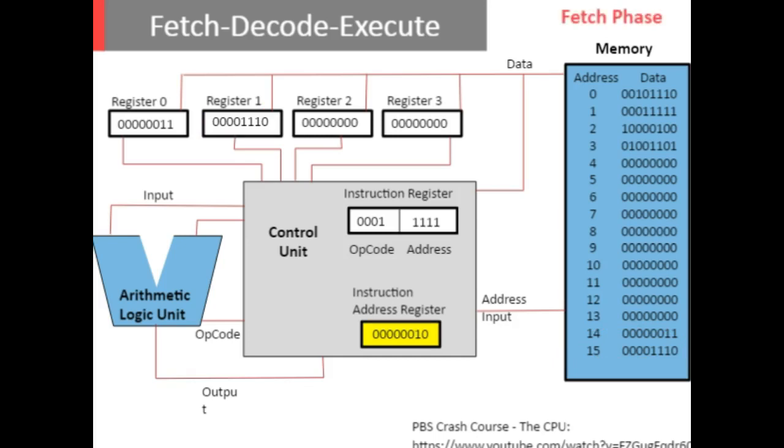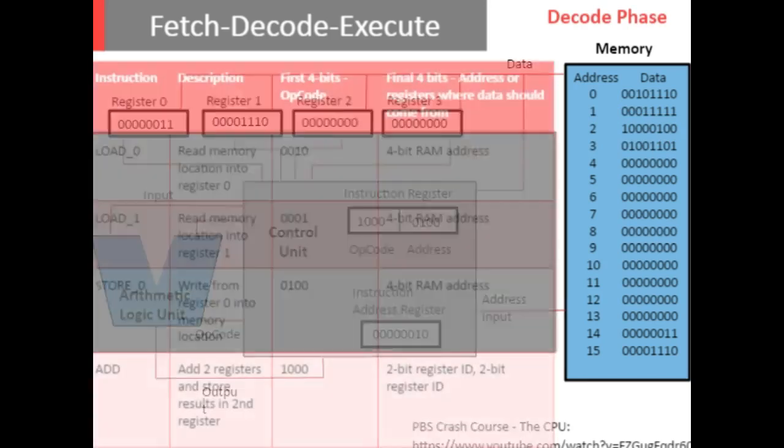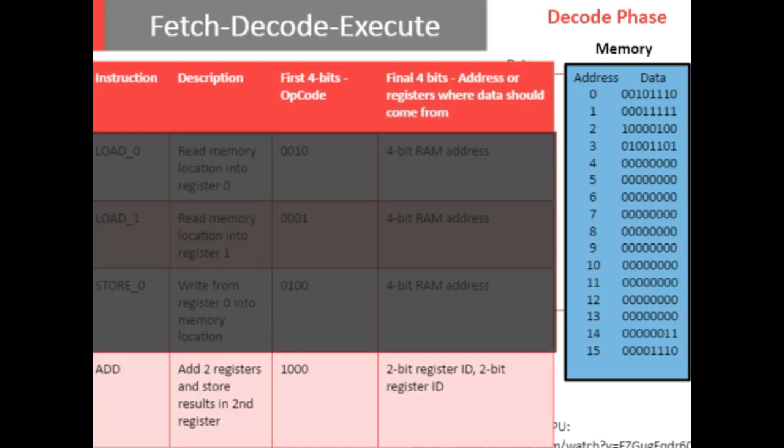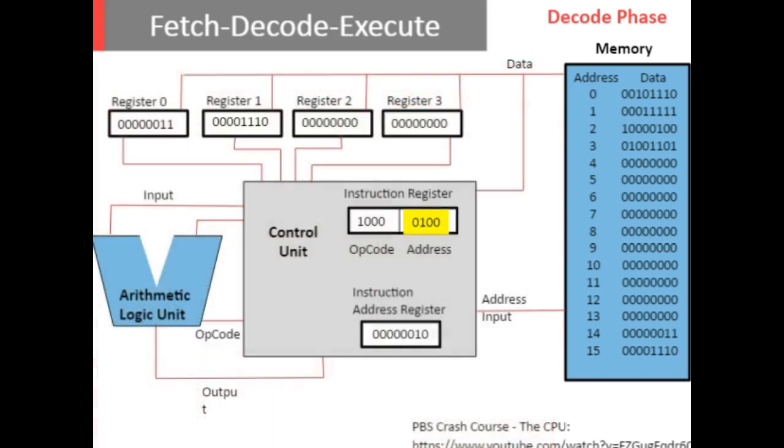We begin the third cycle by fetching the instruction in memory location 2 and loading it into the instruction register. The control unit then decodes it. This time the opcode is 1000, which is the code for add, to add the 2 registers provided and place the results in the second register. The 2-bit register IDs provided are 01 and 00. The control unit then executes the instruction by enabling register 1 and passing its value into the ALU. It then enables register 0 and passes its value into the ALU. Since the ALU can perform a number of different operations, the control unit configures it to perform the addition operation.